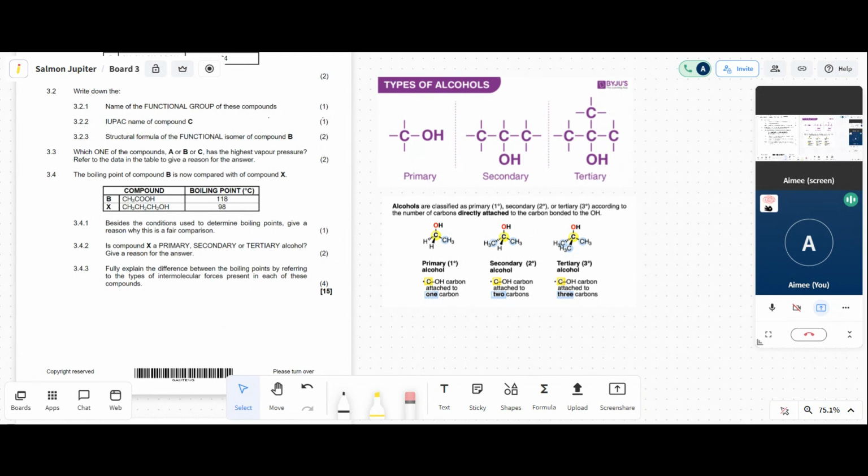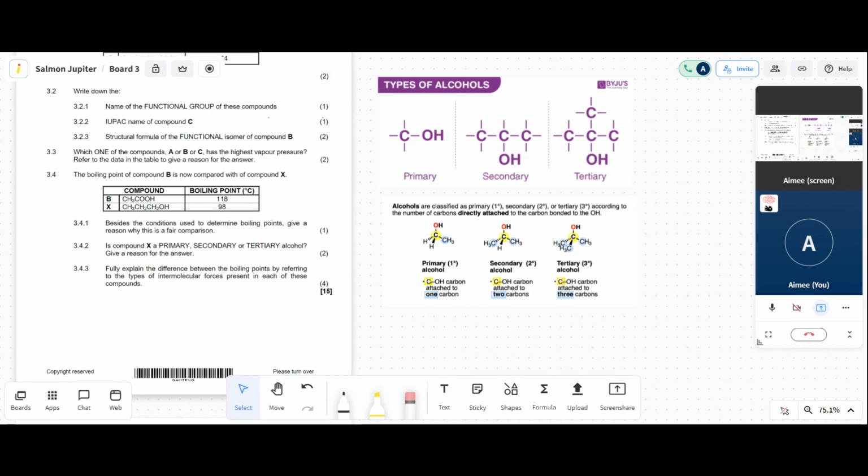Okay, so I'm going to go through the explanation with you, and let's just read the question again. It says, fully explain the difference between the boiling points of B and X by referring to the types of intermolecular forces that are present in each of these compounds. So let's have a look. So both compounds X and B have London forces, as well as dipole-dipole forces, as well as hydrogen bonding. Okay, so you know that hydrogen bonding is the strongest, and then it goes dipole-dipole, and then London forces are pretty much the weakest. But B and X have got all 3 types of those forces.